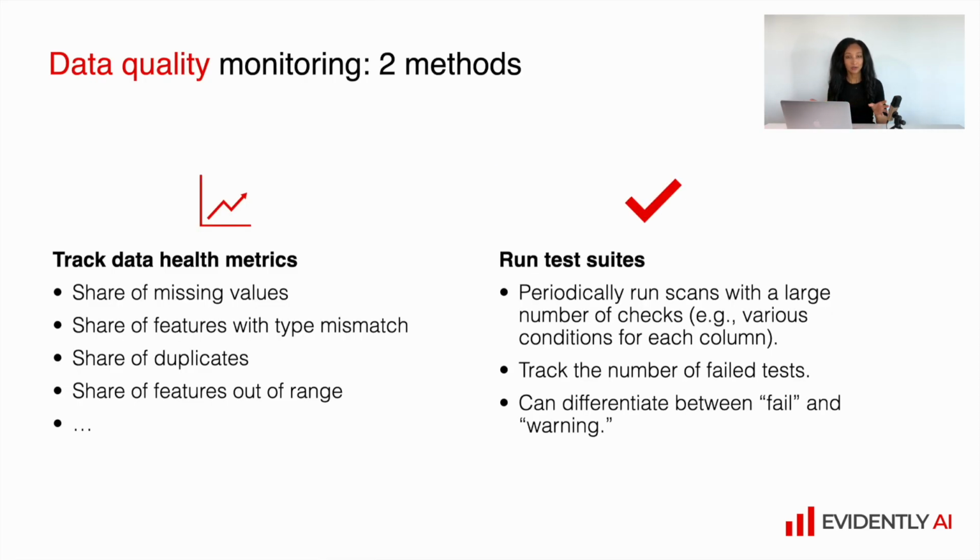Basically, there are two methods you can use to analyze data quality and data integrity. The first is to track data health metrics like share of missing values, maybe share of features with type mismatch, share of duplicates, etc. Or instead of direct metrics, you can build test suites on top of those metrics, and periodically you can run some scans with a large number of checks to see how many data quality tests or checks were broken. In this case, you track not the metrics themselves, but rather the number of failed tests. You can differentiate between fail and warning tests in order to decrease the amount of false alerts.